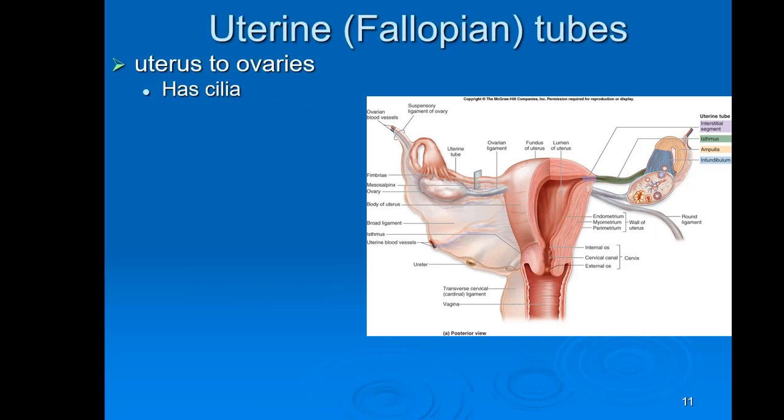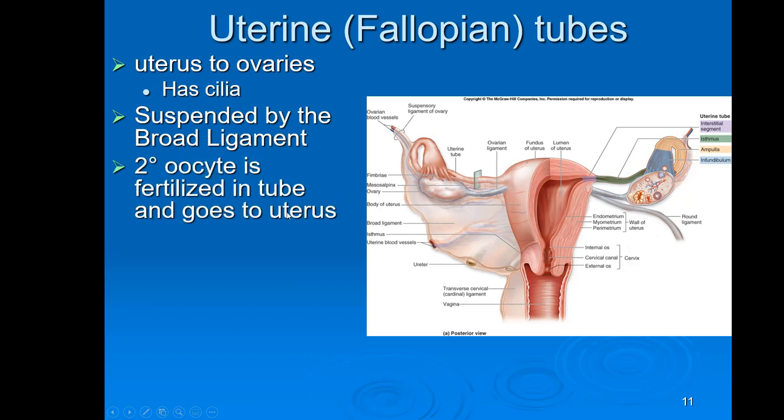So looking at the fallopian tubes, or uterine tubes, they're tubes that connect the uterus to the ovaries. They have cilia on the inside. The cilia are obviously important for moving the oocyte through the tube. They're held in place by the broad ligament. That's this big thing here.